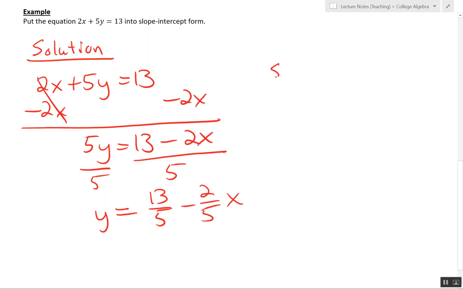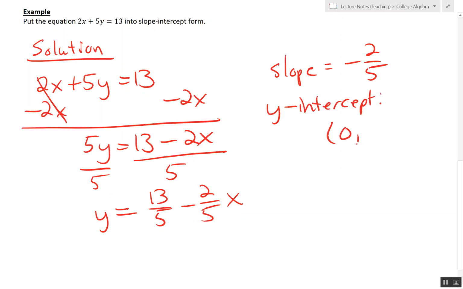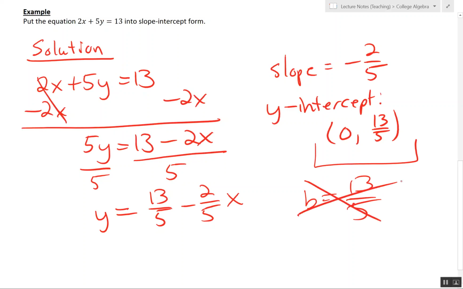So the slope in this case is negative 2/5, and the y-intercept is (0, 13/5). So make sure when you write the y-intercept, you write it as a point. As I mentioned in a previous video, if you just say b equals 13 over 5, I will mark this wrong.